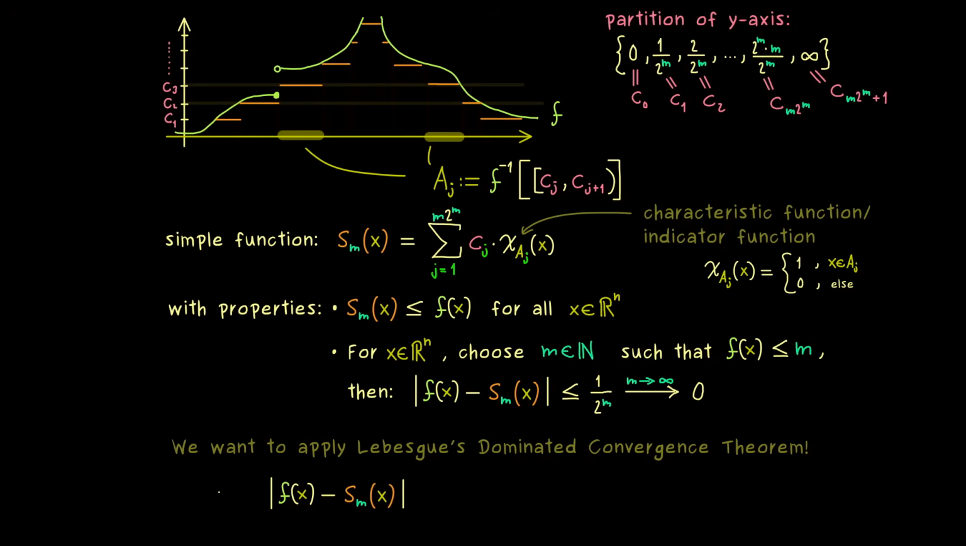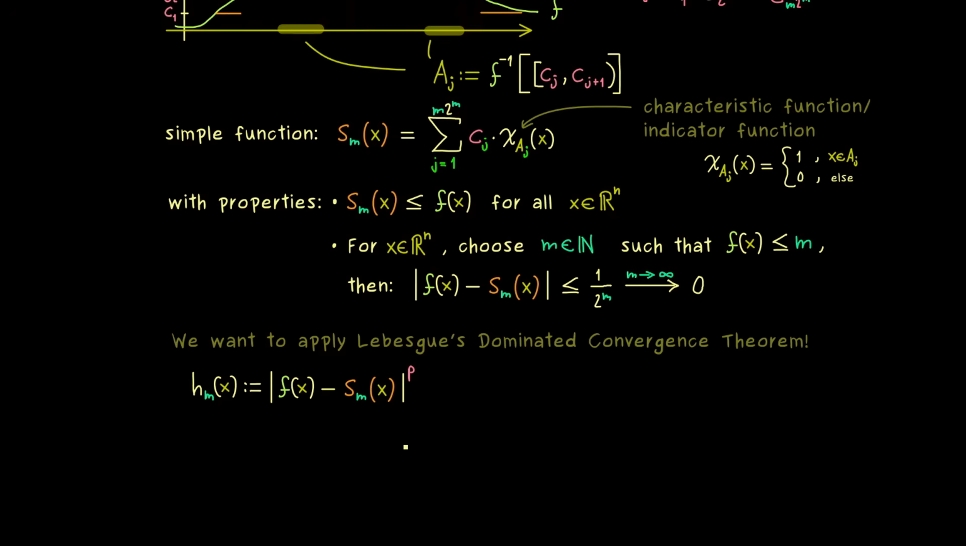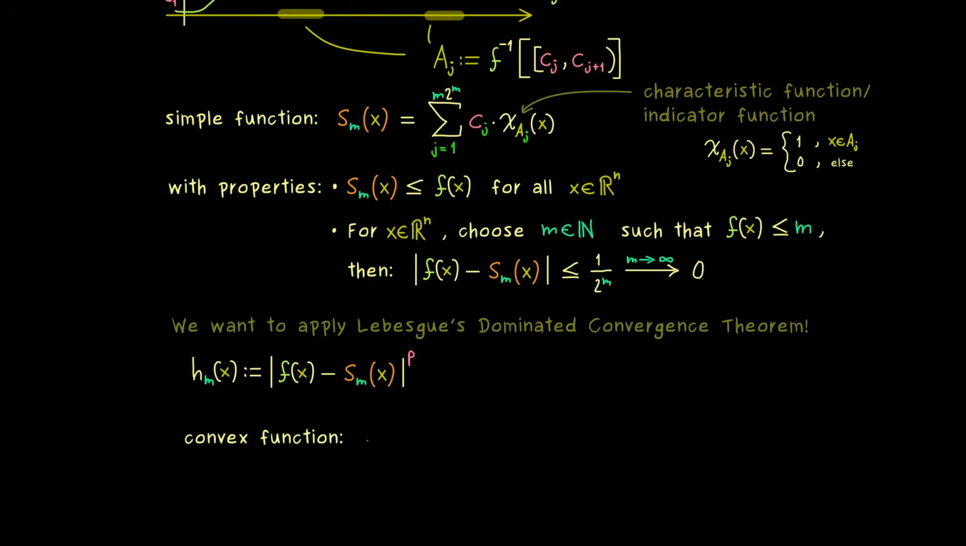Therefore, we have to change the functions we consider a little bit, namely we want to have this difference in the absolute value to the power p. So let's simply call it h_m and let's see if this one is an integrable function. And indeed, what we can use there is the fact that the pth power defines a convex function. This means there we consider a function with a real variable lambda.